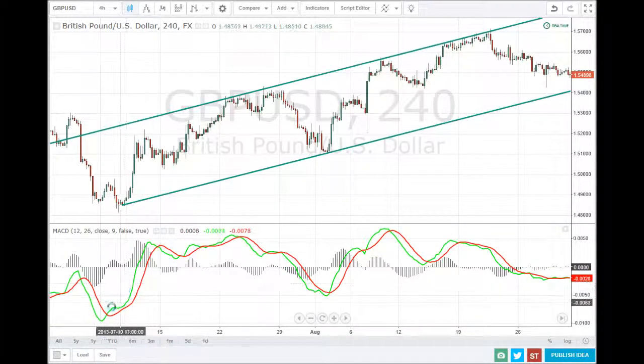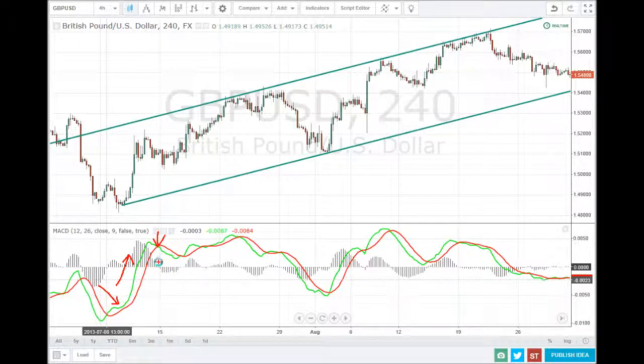I've coloured the actual MACD line in green and then what we refer to as the signal line in red. When the green line or the MACD line crosses above the red line or signal line, that can act as a signal that price is going to move on the upside. When the signal line crosses above the MACD line, the red above the green, that can act as a signal that price is going to move on the downside.